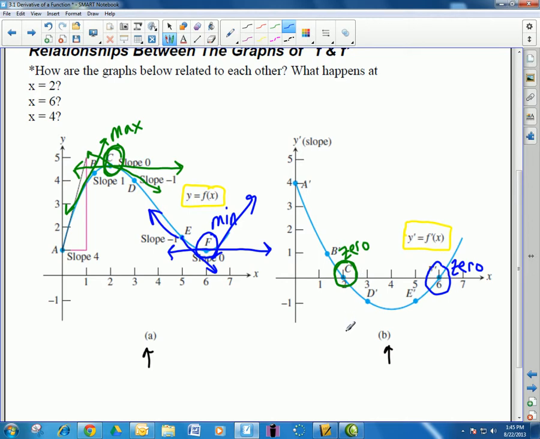Cool? Now, for the last one, let's look at x equals 4. So x equals 4, that's right around in here.